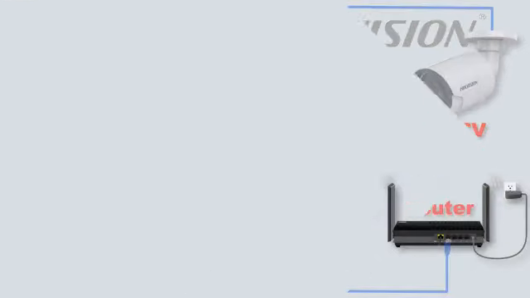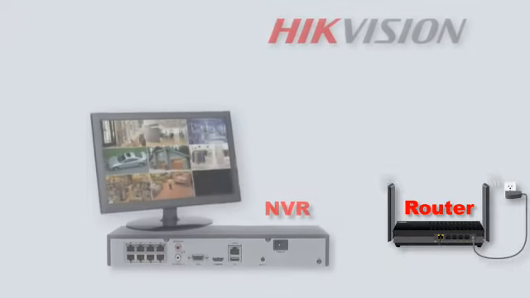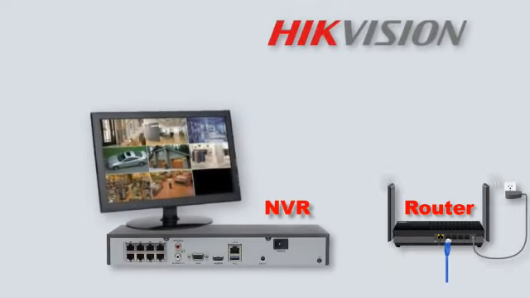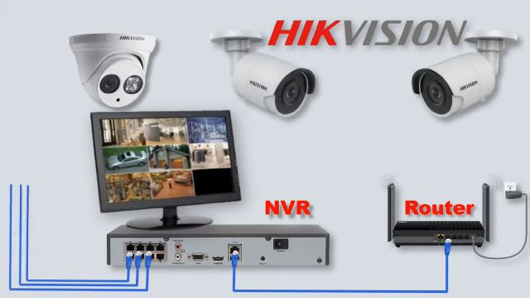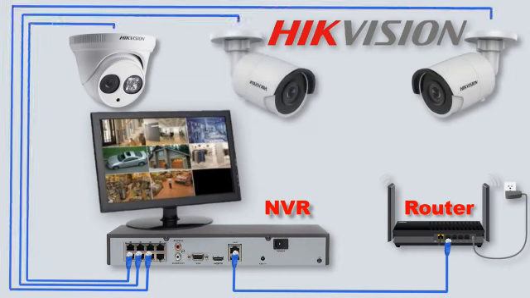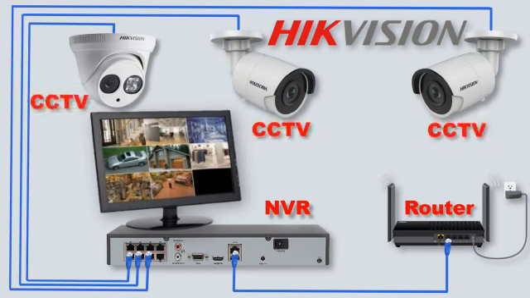I already have an internet router from my internet provider at my home and I will connect this to my Hikvision NVR on the LAN port via a Cat6 LAN cable. Then I connect my Hikvision IP cameras to this NVR via another LAN cable. Here I am using two outdoor bullet cameras and one indoor dome camera in this video.